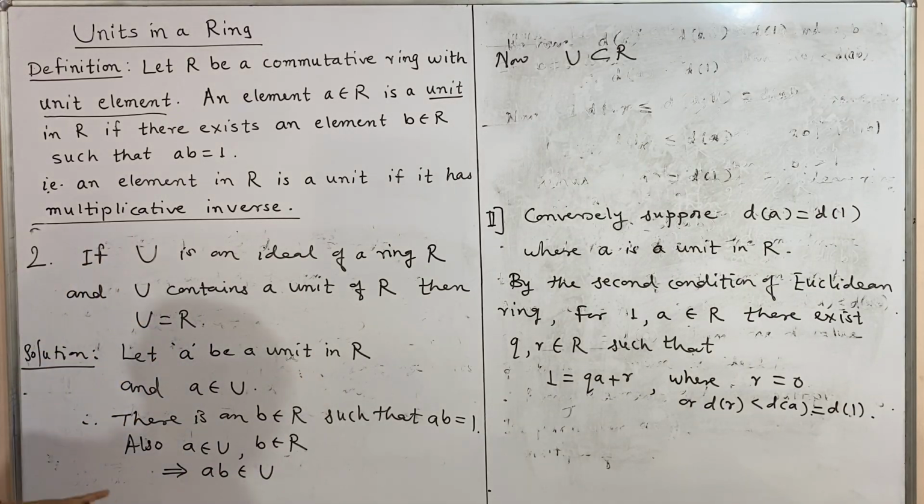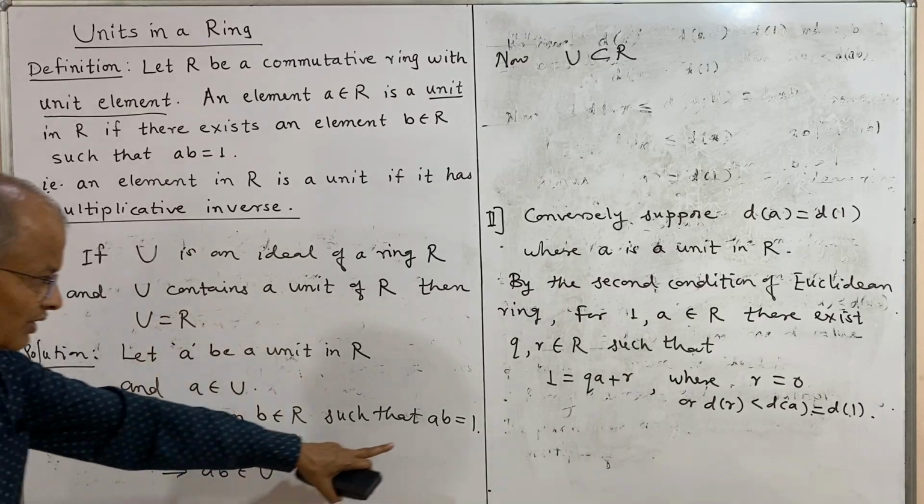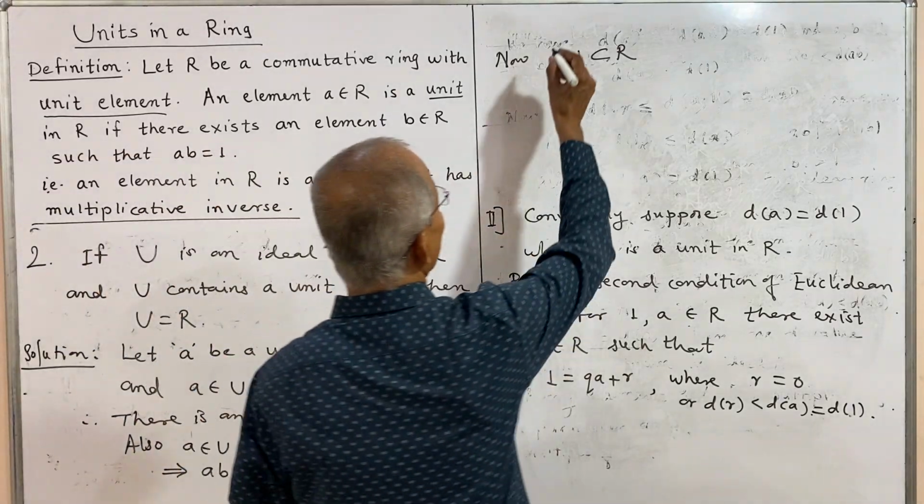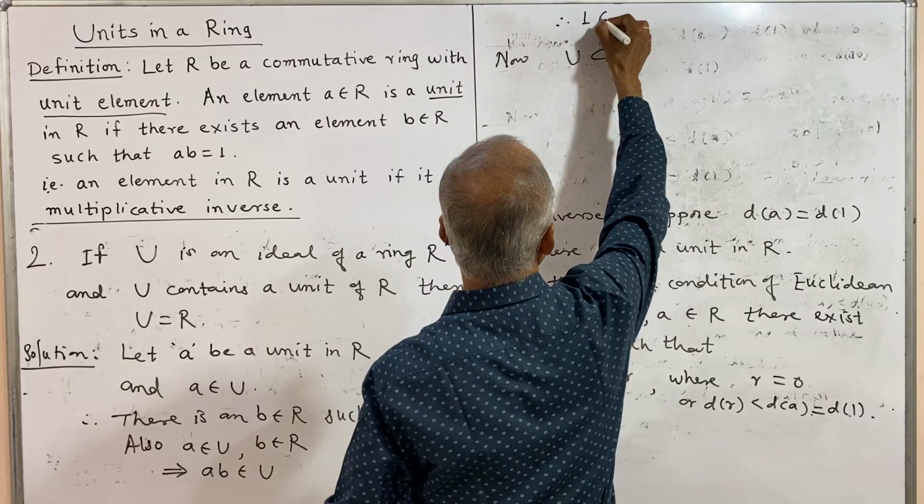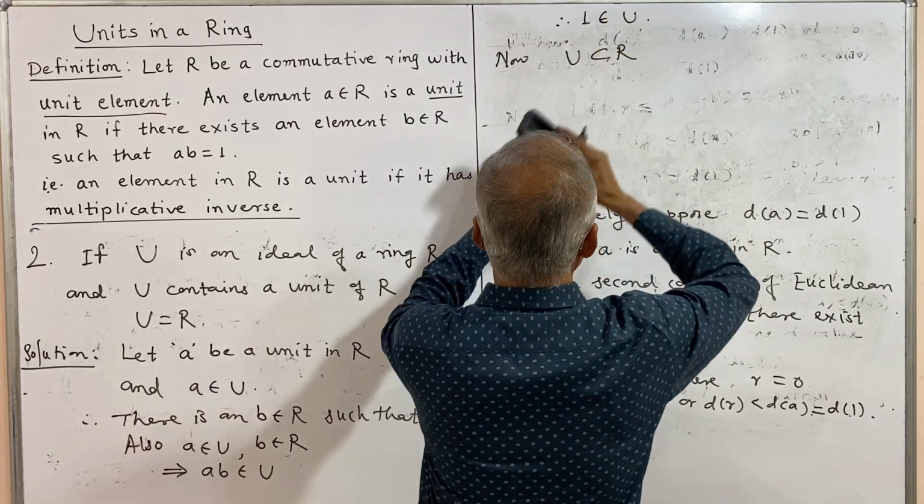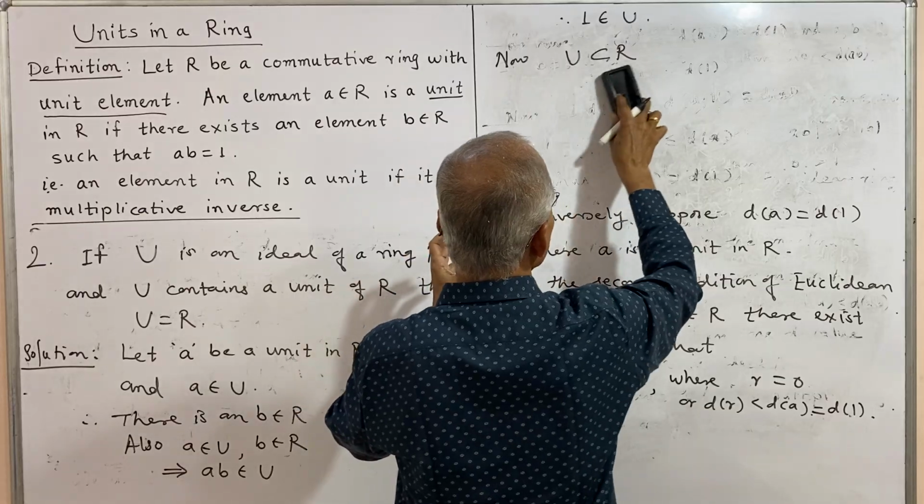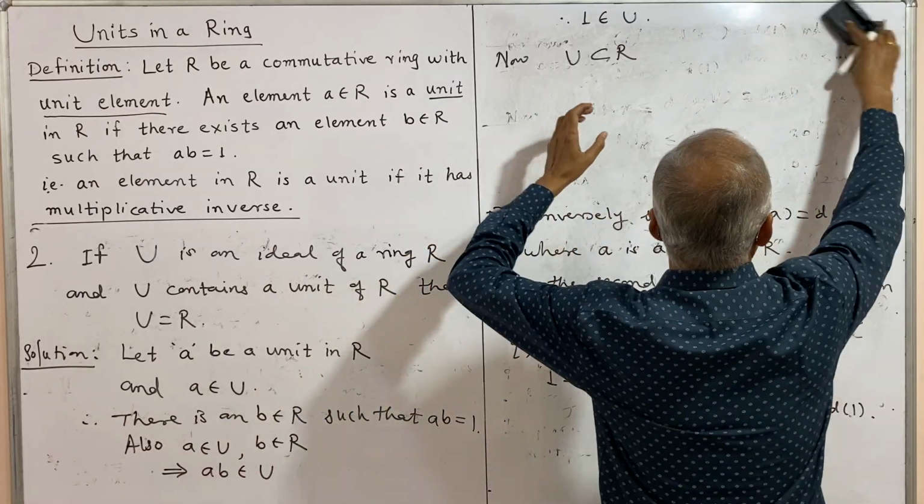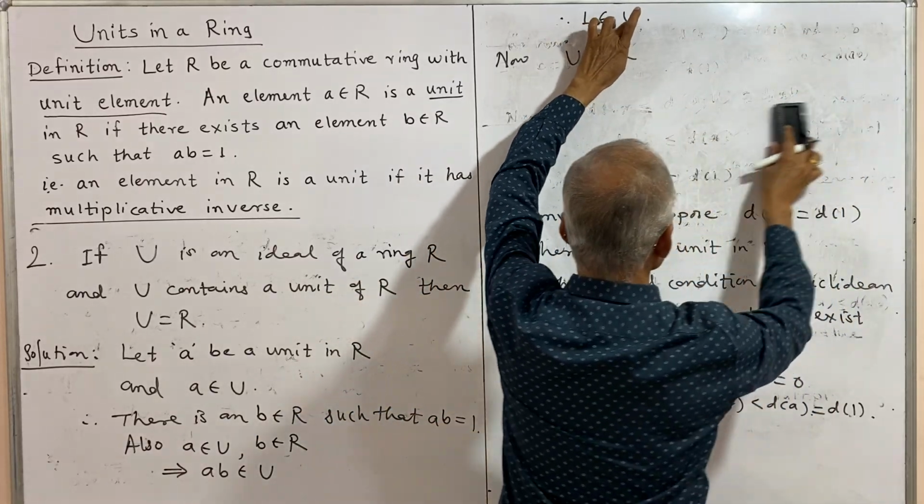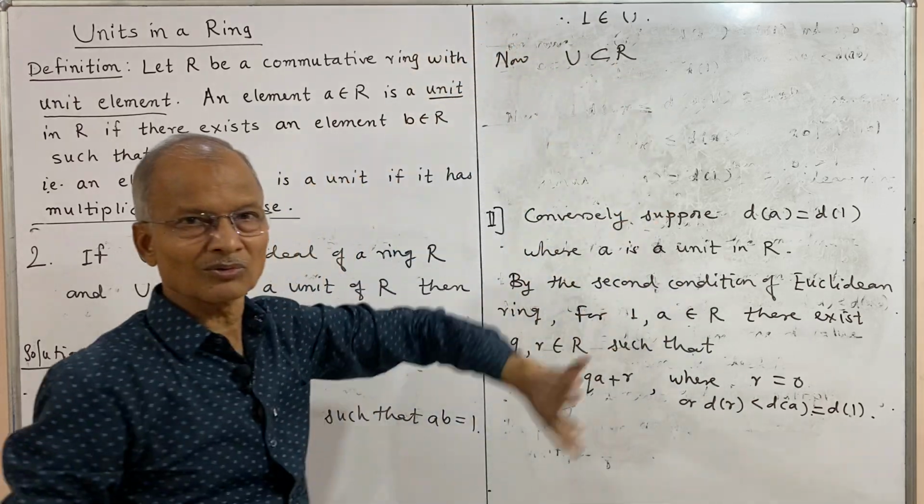The product ab belongs to U, but what is ab? ab is 1, and therefore 1 belongs to U. The unit element 1 belongs to the ideal, and this directly gives that if 1 belongs to an ideal, then the ideal is equal to the ring.